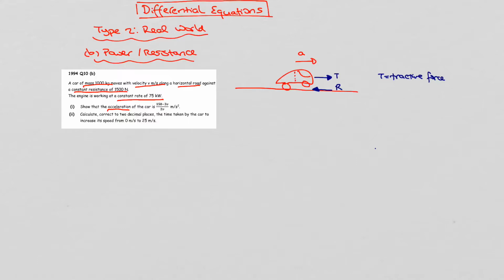So because we're given power here, we're told that the engine is working at a rate of 75 kilowatts. Now power is normally given in watts, so we're going to rewrite that as 75,000 watts. And we know the mass is 1,000 kilograms, and we also know that the resistance is 1,500 newtons. So if we're looking at power itself, well, we know from our maths tables that power is work over time.